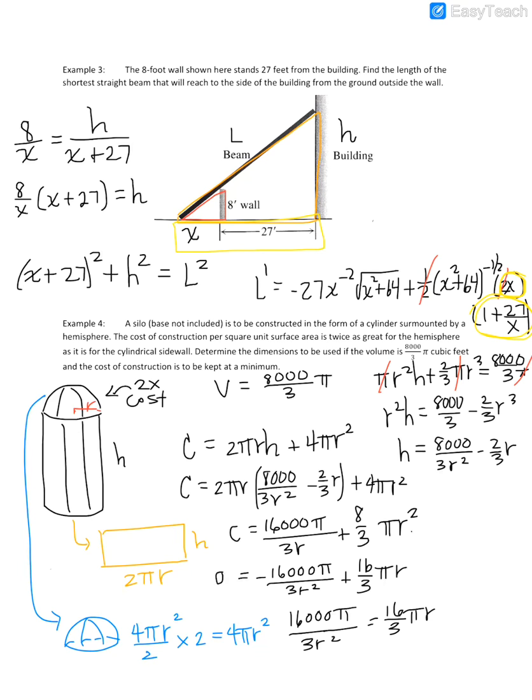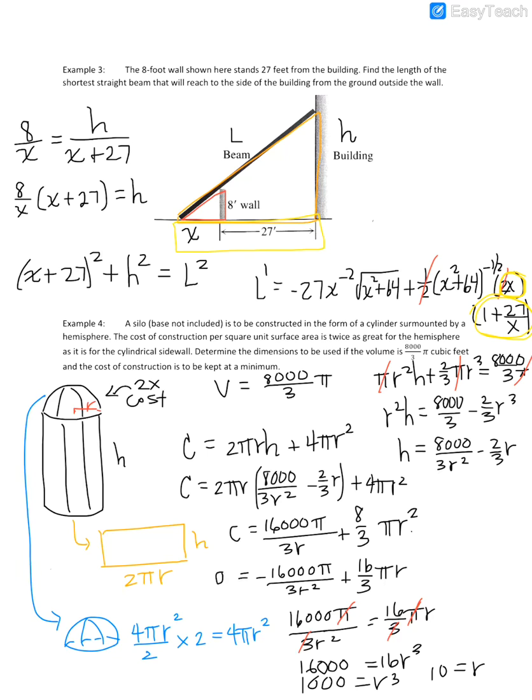And what seemed like it was going to be an absolutely horrible thing to solve is proving to be pretty easy, because if you look here, if I divide both sides by pi, my pi is gone. If I times both sides by 3, my 3 is gone. If I times both sides by r squared, I would get r cubed, divide by 16, I get 1,000. And then the cubed root of 1,000 is 10. All right, sweet. So my radius is 10.